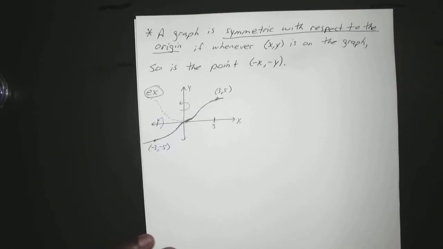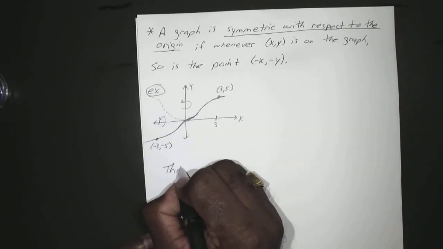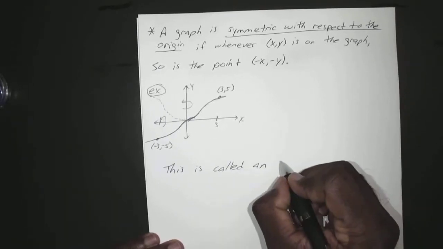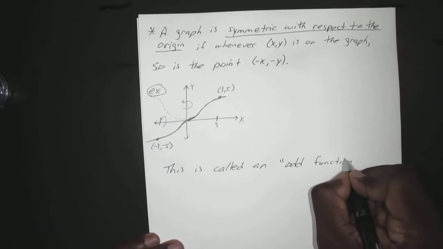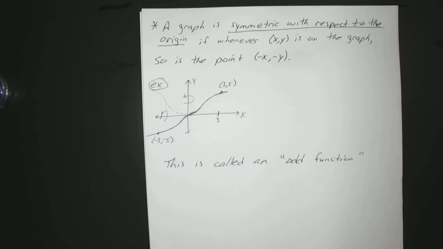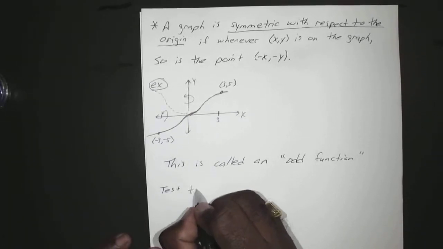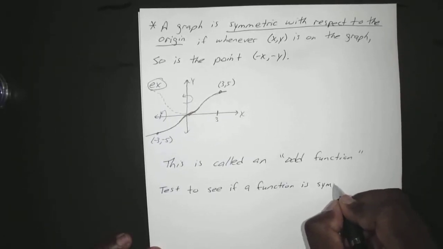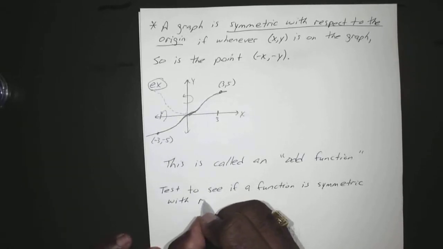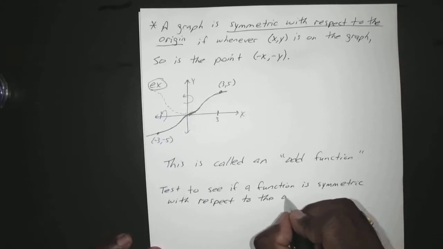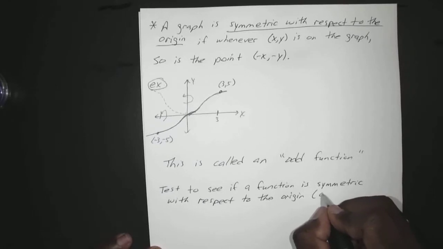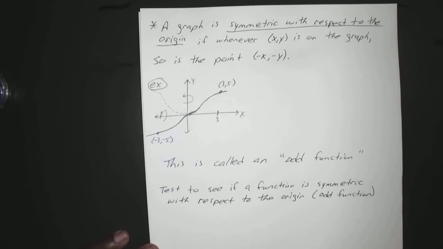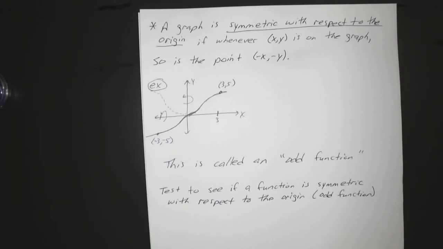All right, so this is called an odd function. Okay, so the test to see if a function is symmetric with respect to the origin, or is an odd function, is pretty similar to the one for symmetric across the y-axis. The only difference is you're going to replace both x and y with negative x and negative y and see if it turns out to be the same.